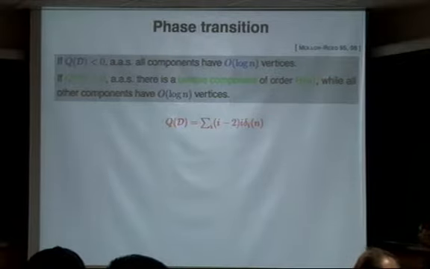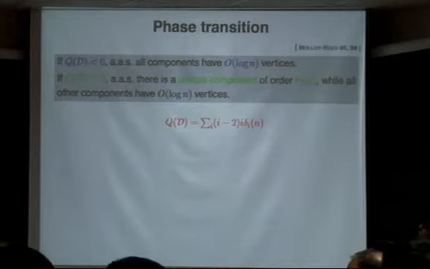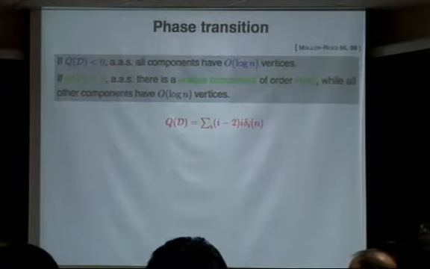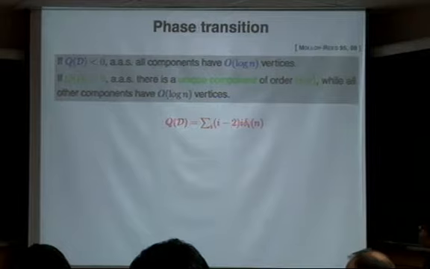If this quantity is smaller than 0, then all the components are small. On the other hand, if Q(D) is larger than 0, then there is a unique component of linear order, while every other component is small. The structure itself is also similar: the small components are either trees or unicyclic, and the unique component of linear order, namely the giant component, is complex, meaning that it has at least 2 cycles.